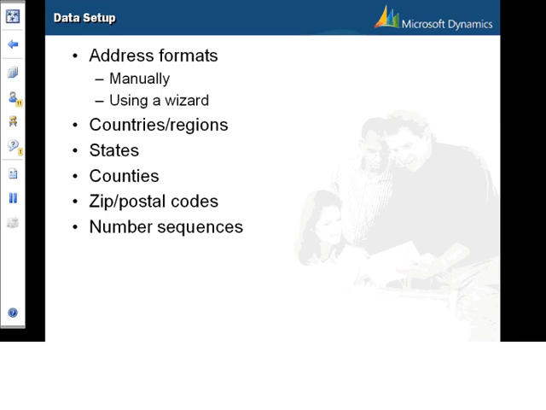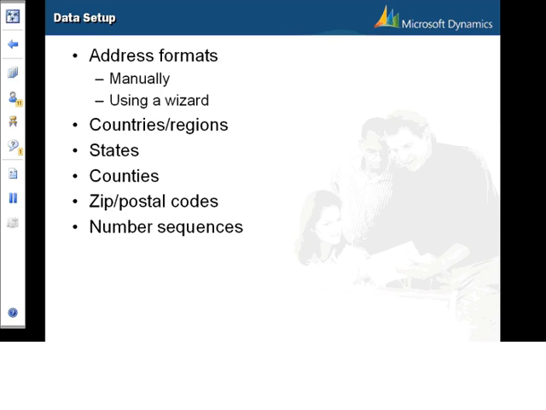This section covers the setup of the basic tables that include address formats, manually and using a wizard, countries, regions, states, counties, zip postal codes, and number sequences. Address formats, countries, regions, states, counties, and zip postal codes can also be imported with default data at the start of the implementation or at any time thereafter. The default data import is covered in the Microsoft Dynamics AX administration course as well, so if you want to know more in detail, you can look at this course.